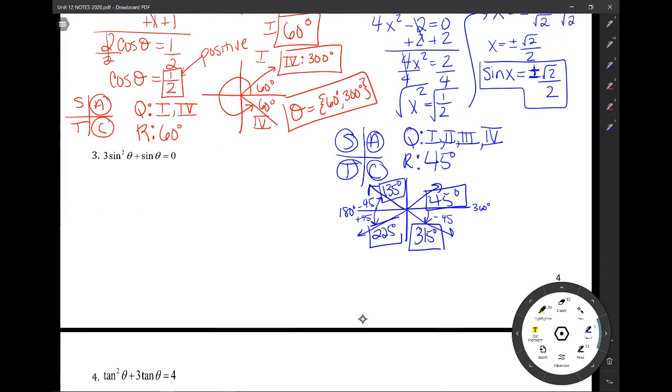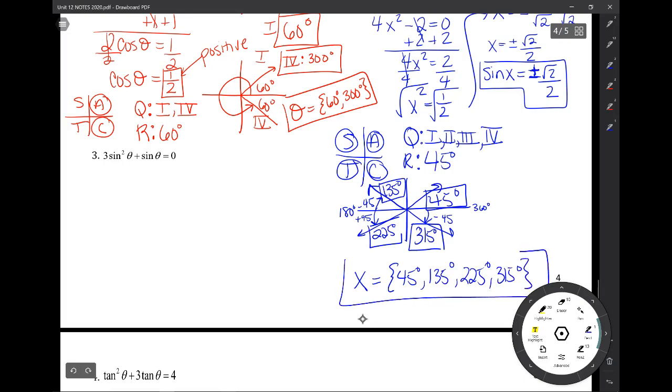So if you want to be super fancy about it, the angle measure, in this case it was x, it wasn't theta. x could be 45, 135, 225, or 315. All of those would produce a positive or a negative radical 2 over 2.